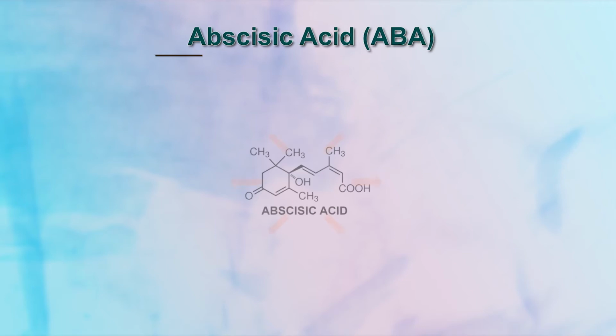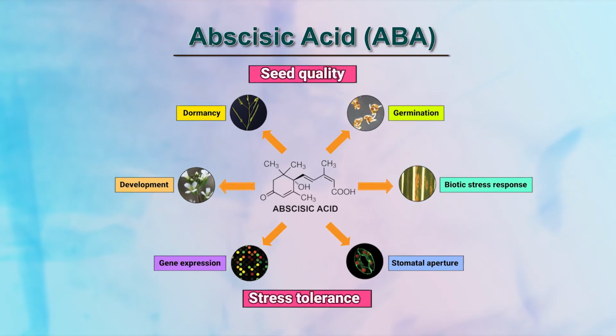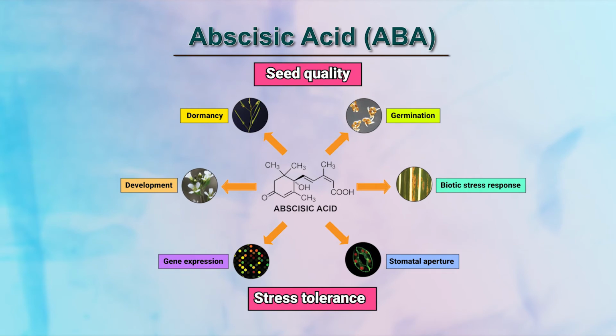Hello viewers. Today we will talk about the plant hormone abscisic acid, or ABA. ABA controls many plant processes including stress responses, development and reproduction.